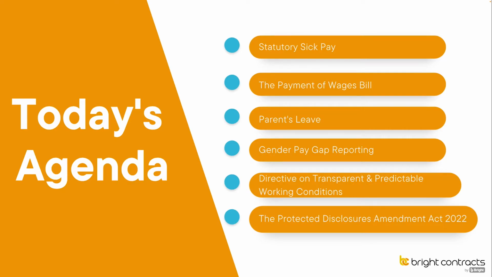So we'll just briefly go through the agenda. First up on the agenda for today, we will look at the topic everyone has been wondering about, which is Statutory Sick Pay, or SSP, and what it means for our employers. The second topic then is the payment of wages bill. From there, we'll move on to parents' leave and gender pay gap reporting. And the last two topics will be the Directive on Transparent and Predictable Working Conditions and the Protected Disclosures Amendment Act 2022. As I previously mentioned, at the end of the webinar, we will have a questions and answers section where we'll answer any questions that you may have on any of the above topics.